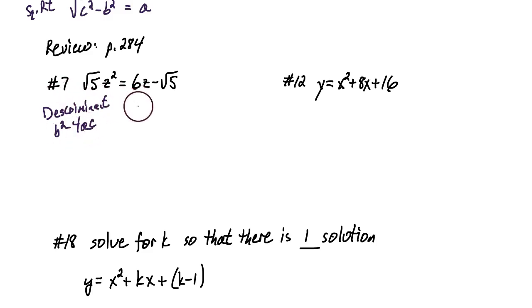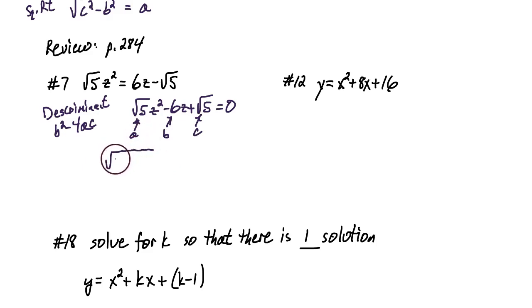Before you find the discriminant, you have to create standard form. So the square root of 5, z squared, minus 6z plus the square root of 5 is equal to 0. Now let's figure out the value of our discriminant. This is the a, this number is the b, and this number is the c. So we have the square root, and now we want b squared. So that's negative 6 squared, that's 36. Minus 4 times the a times the c.